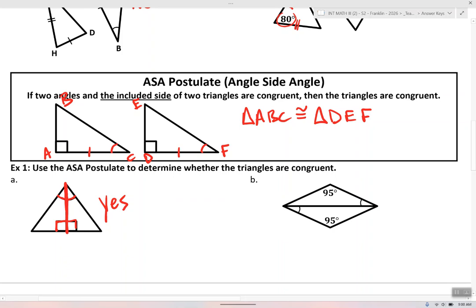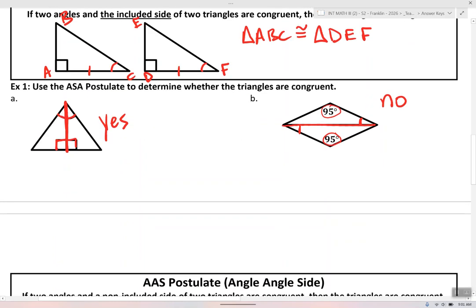On example B, I have an angle, and they share this side. So I do have a side, but it's not the included side. So I can't use the angle side angle postulate because that side is not included in between those two angles. So I do not have enough information there. Okay, let's keep going.